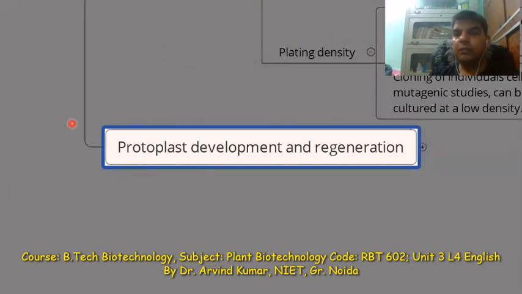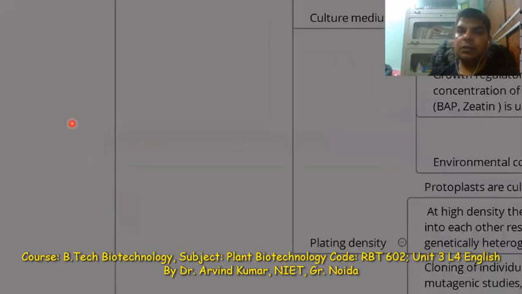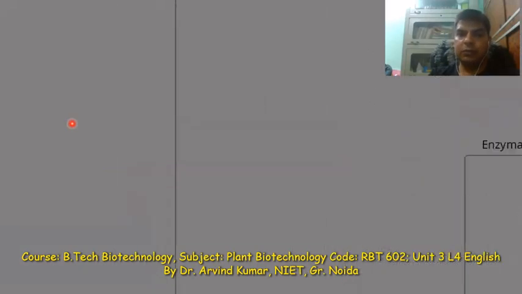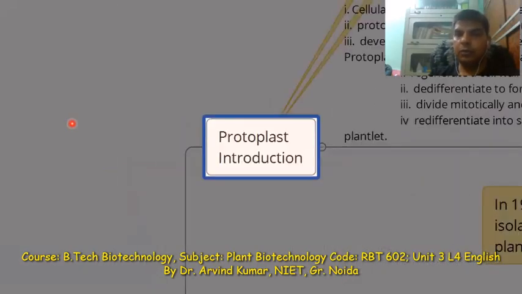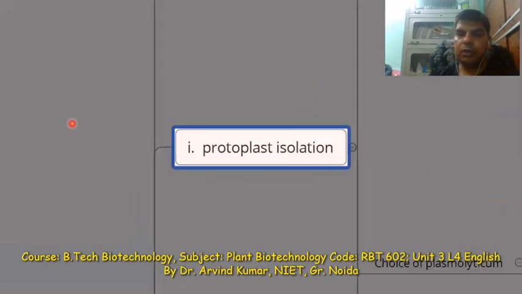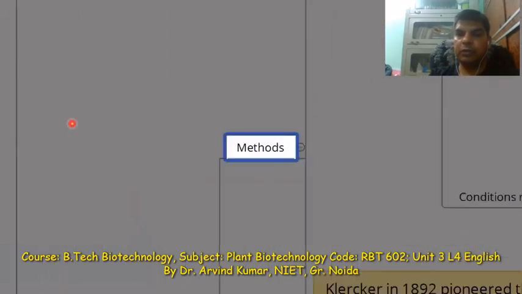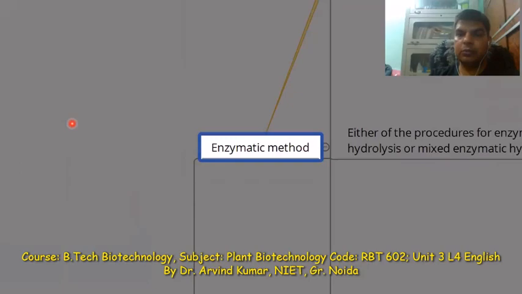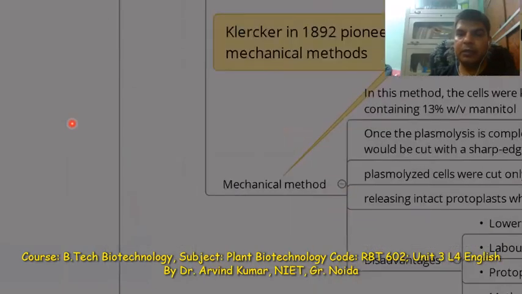Now the protoplast development and regeneration. Up to this point, we have seen what protoplasts are. Let me just revise it once again for you. We have seen what the protoplast is all about. We have talked about protoplast isolation and the methods. Methods are two: the enzymatic method and the mechanical method.